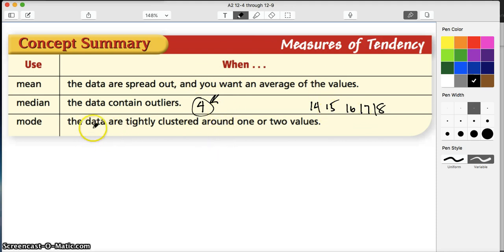The other one is the mode. We use the mode when the data is tightly clustered around one or two values. So we can say, all right, for the most part, the most number that we see in this situation would be whatever that data value is.